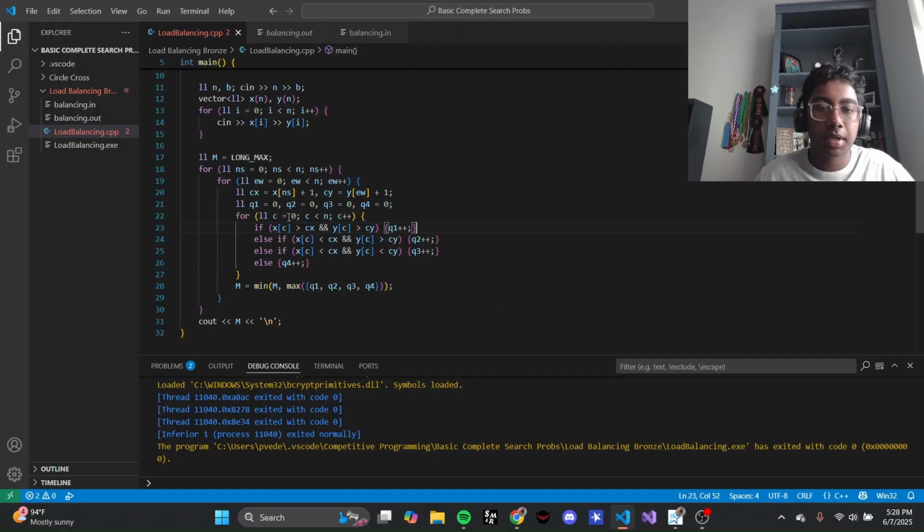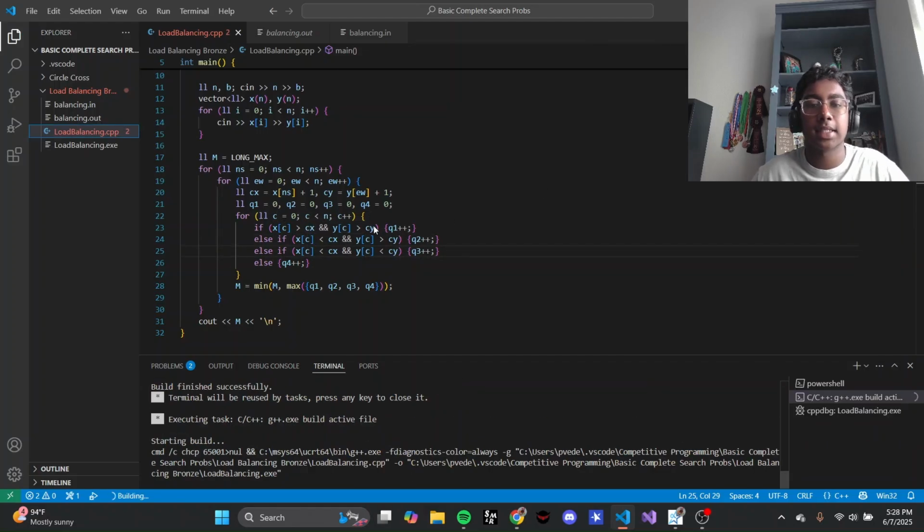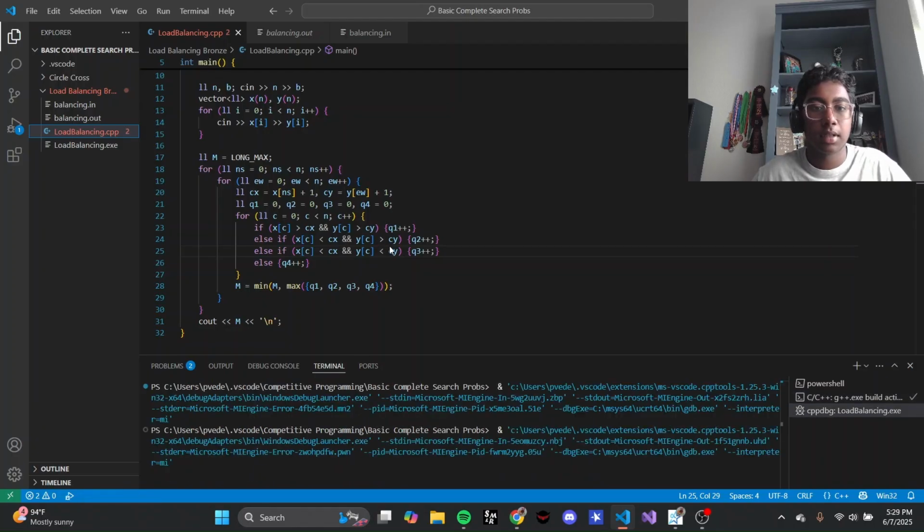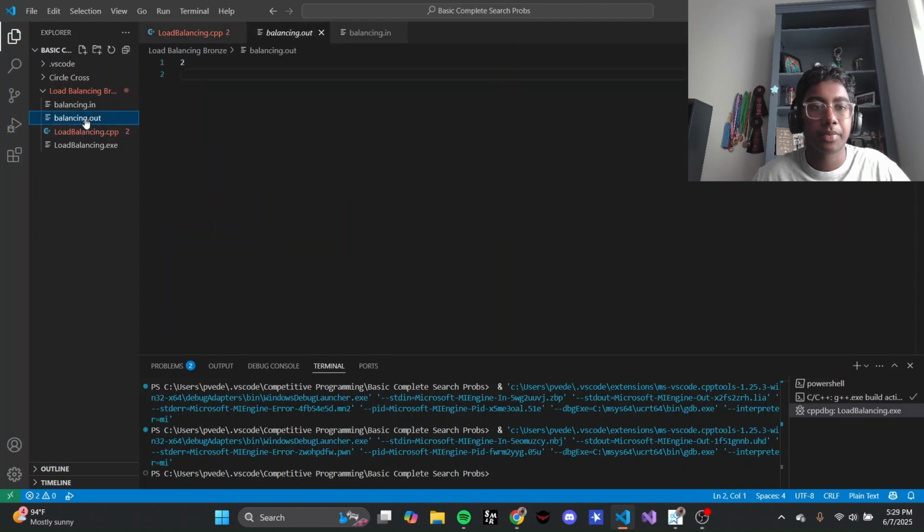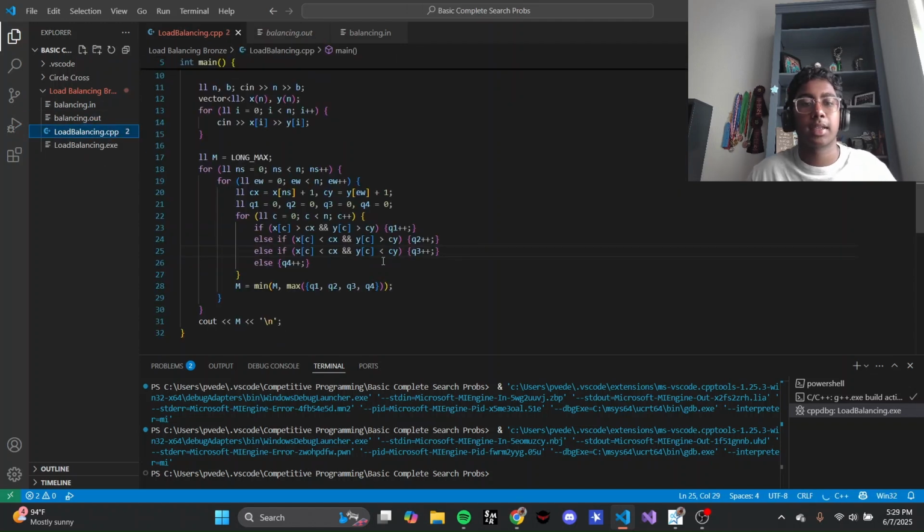I just mixed it up here. I put ns and ew for some reason. x of c is the current cow. Basically, we're going through the current cows and we're comparing it to the fence positions. So having that as ns and ew was wrong. I don't know why I put that, but okay, now we got the correct output.